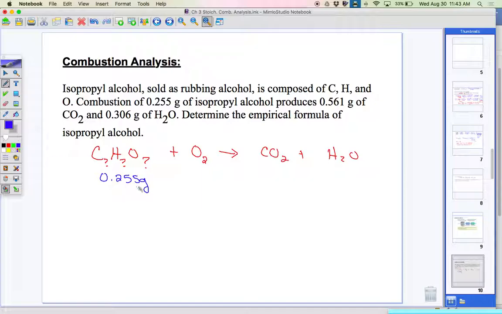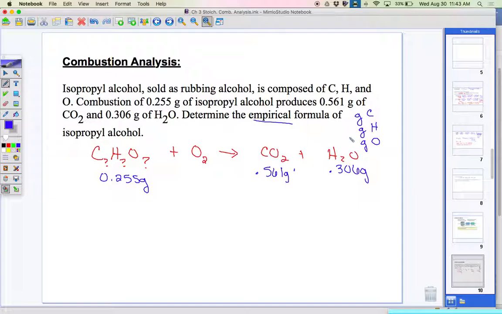We started out with 0.255 grams of the alcohol, and when we burned it in air, we ended up with 0.561 grams of CO2, and we ended up with 0.306 grams of water. We're okay there? To find an empirical formula, I have to be able to get to moles or grams of carbon, grams of hydrogen, and grams of oxygen. So I can change them to moles and then divide by the smallest, right? How from this information am I going to get to grams of carbon, grams of hydrogen, and grams of oxygen?